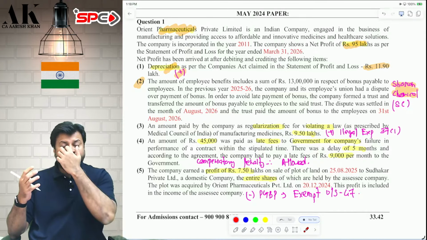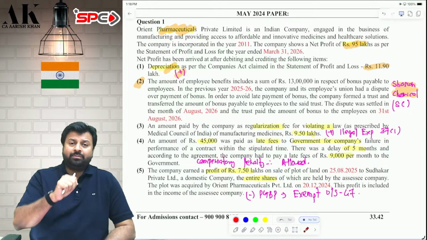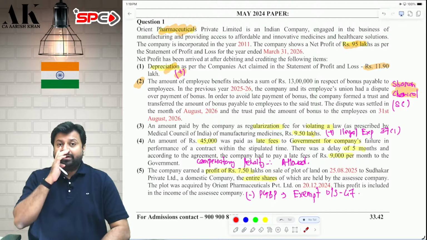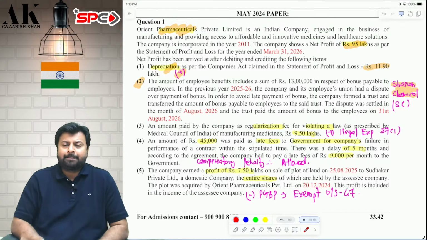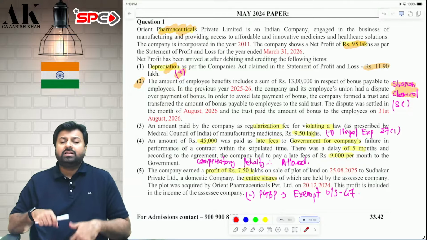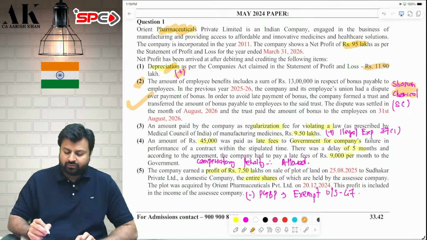Now the assessing officer is saying, no, you have not directly paid the amount to the employees. You have first given it to the trust, and then the trust is giving to the employees. Therefore, I will disallow the expenditure. There is nothing wrong in this. The Supreme Court said that so far as the money has reached the employees before the due date of filing of return, the assessee should be allowed the deduction of this particular expense. I hope it is clear to all of you.